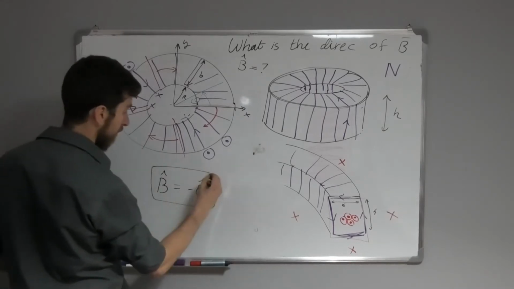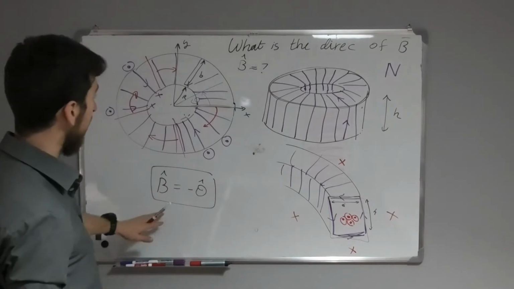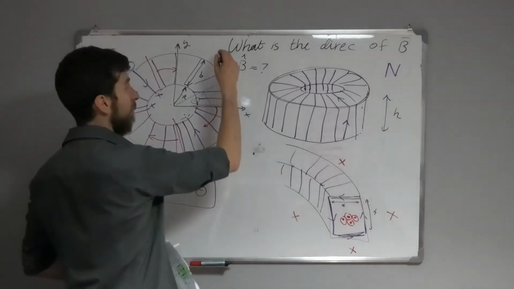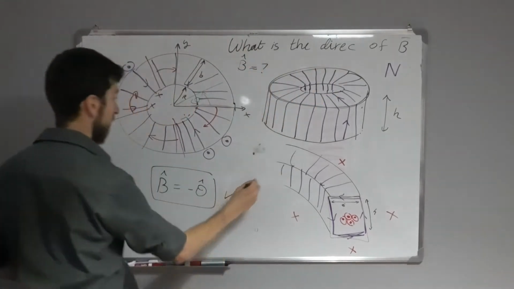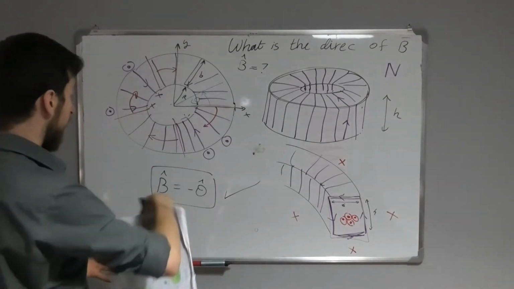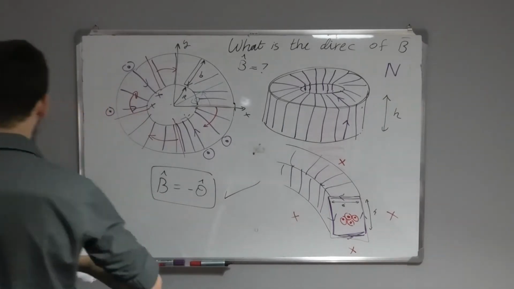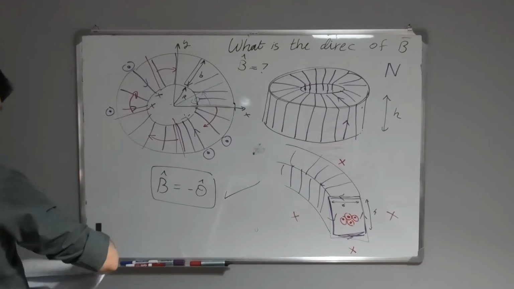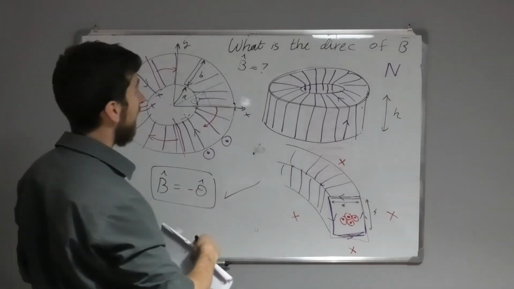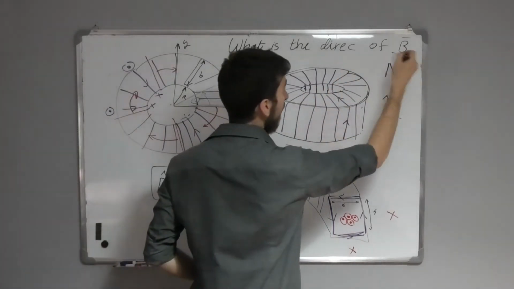Okay? So this is the first thing I want you to understand. What is the direction of B? This is the direction. So we found that. Let's move on to the next part of the question. So the next part of the question is actually calculating what is the magnitude of B.